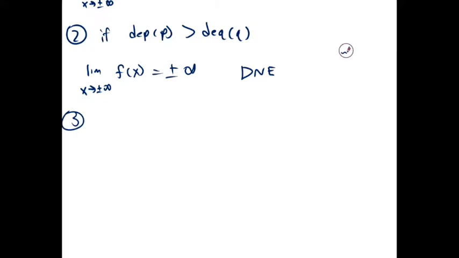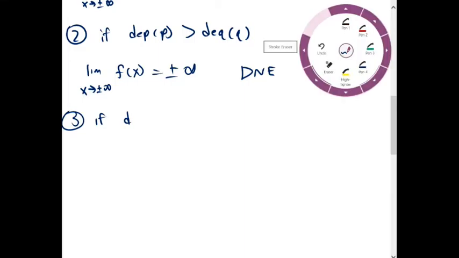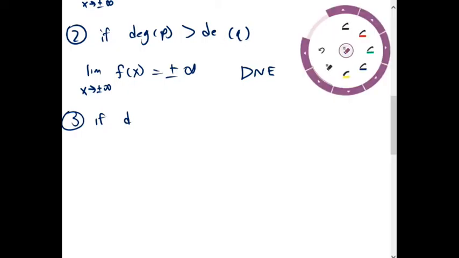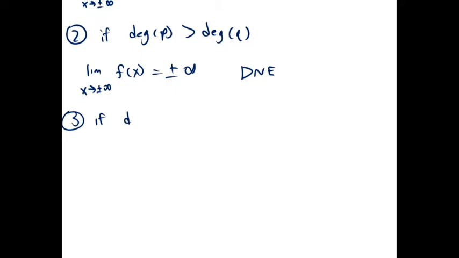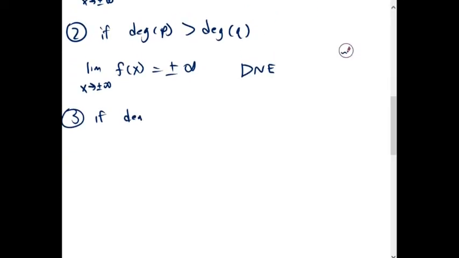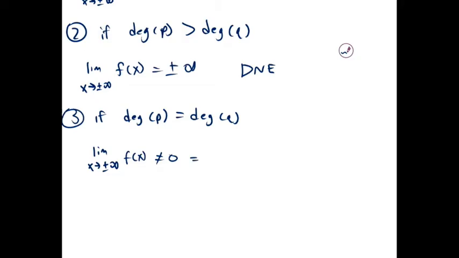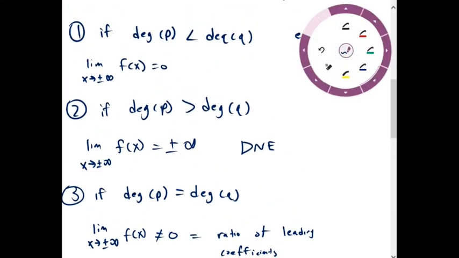If the degree of p equals the degree of q, then the limit as x approaches plus or minus infinity of f of x will not equal 0, and it'll equal the ratio of the leading coefficients. And here too.